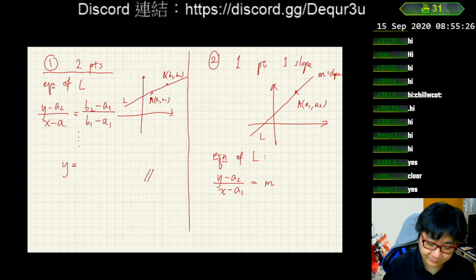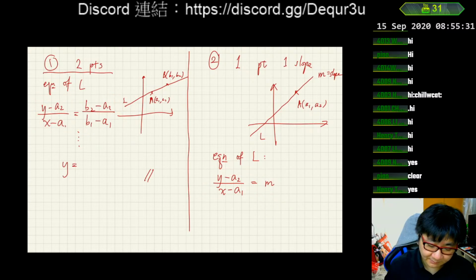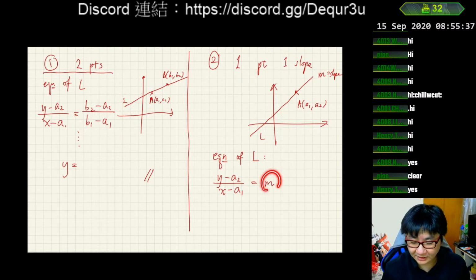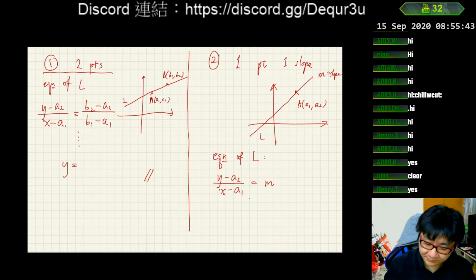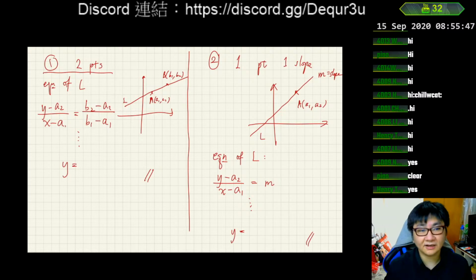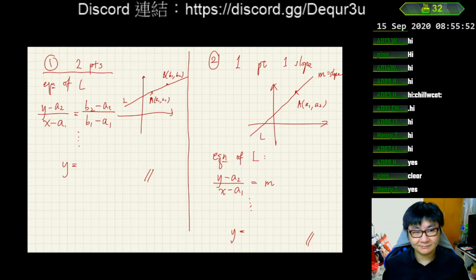And then you can notice the similarity of these two formats. So the first one, we don't have the slope, then we use the 2 points to calculate the slope. While the second one, we are having the slope, and so we just have the left hand side and then equal to the slope. And then we have y equal to, and make y the subject and then the answer. Okay, this was last time, and last time we also had a few examples to show these ideas.